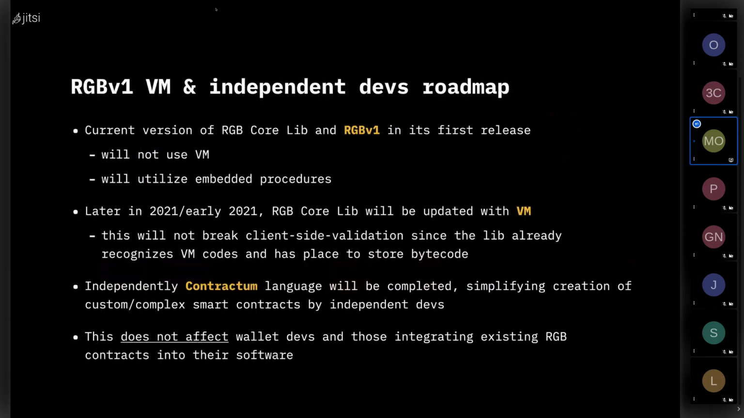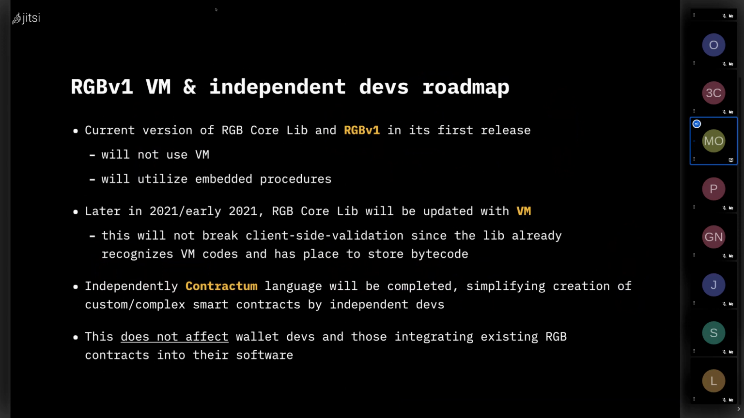How do we plan to implement that? What is the roadmap of supporting all of that? Well, the first release of RGB version 1 code will not use a virtual machine or this virtualization. It will continue utilizing embedded procedures. However, with the current release in preparation, which is 0.5, we refactored all the API for the validation procedures in a way that you can plug a virtual machine into it without breaking the consensus on the client-side validated byte structure.